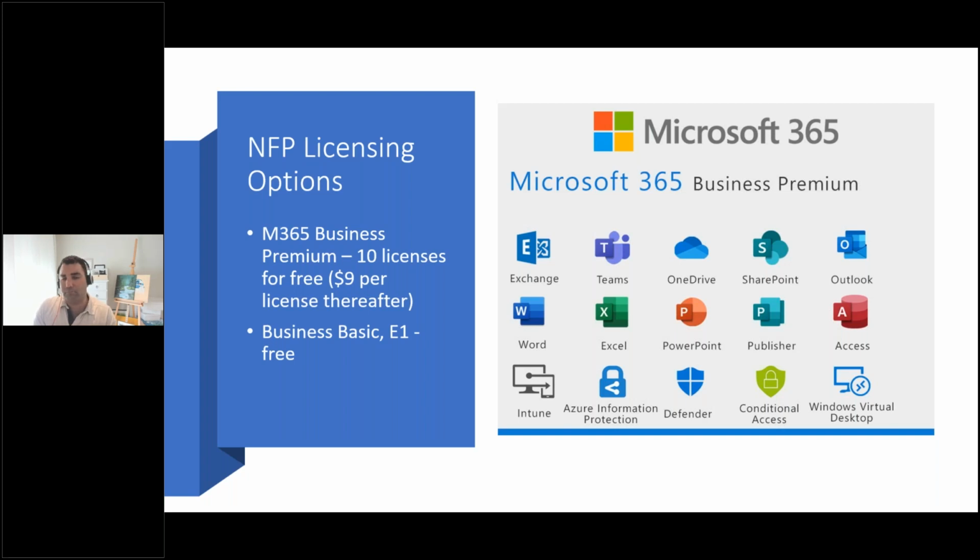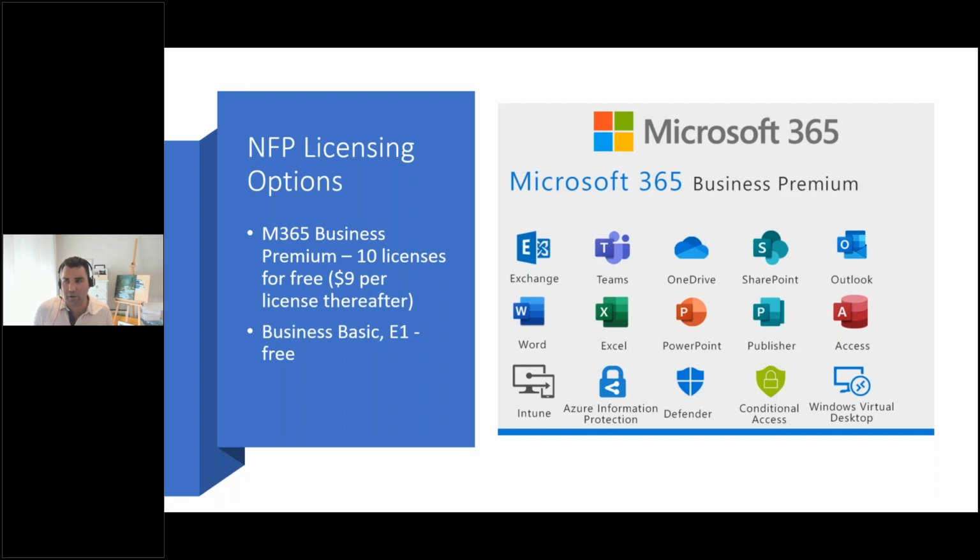Now, continuing on though, Business Basic, which includes just Exchange, Teams, OneDrive, and SharePoint, as well as a bunch of other things, but those are the core functions. It doesn't include the Office software. And E1 is the same. E1 has a few more security functions, but ultimately it doesn't include Office. Those are free. I think you can have 100 or 200 or 300.